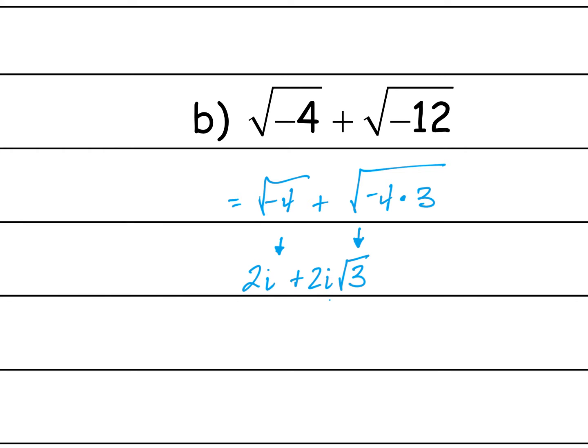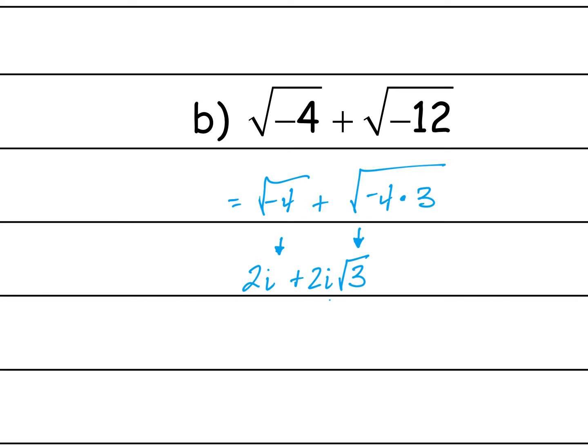I can't add them together unless they have the same root, because roots kind of act like variables. So unless they both have a square root of 3, I can't add them together. So that would just be my answer: 2i plus 2i root 3. I can't combine it together and say it's 4i root 3, because a root acts like a variable.